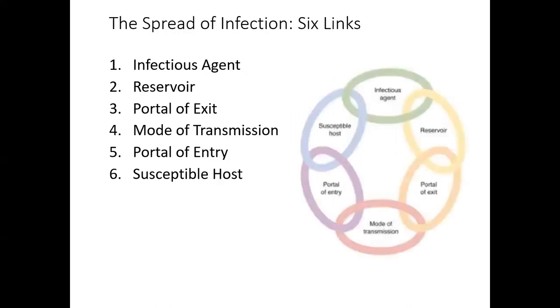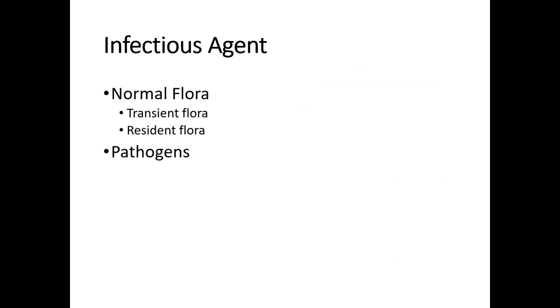So first, we're going to talk about the spread of the infection, and there are 6 links. If we can break the link, then hopefully the person would not get the infection. So we're going to start with the normal flora and how the infectious agents can get in. The first link is our flora, and flora are sometimes transient flora. They're normal microbes that a person picks up by coming in contact with objects or another person.